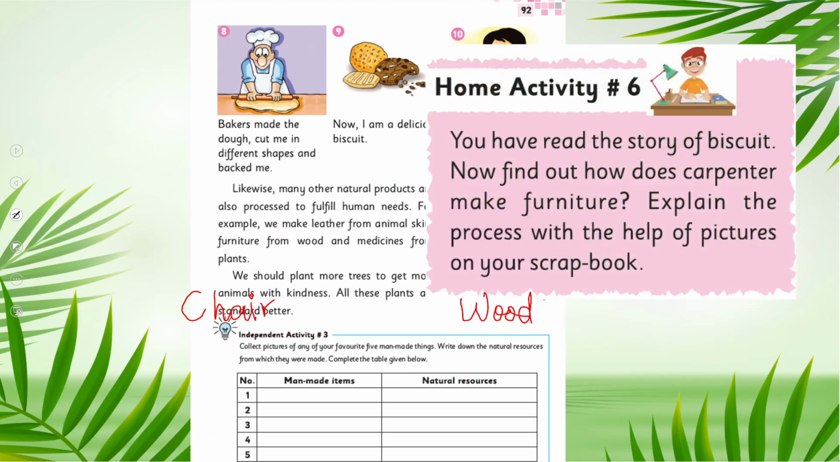So home activity number 6 is your next homework. You have read the story of biscuits. Now find out how a carpenter makes furniture. Make the process with the help of pictures or in your scrapbook.